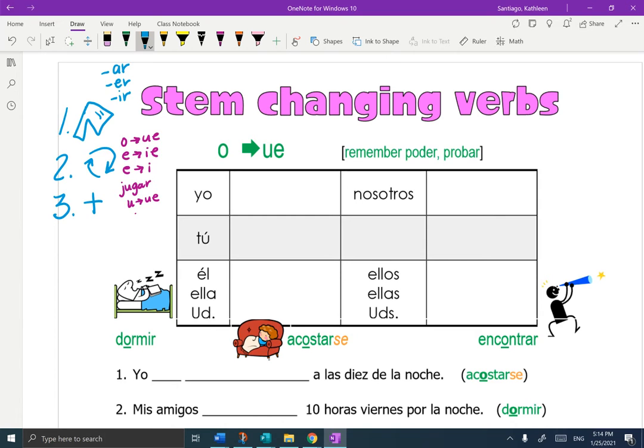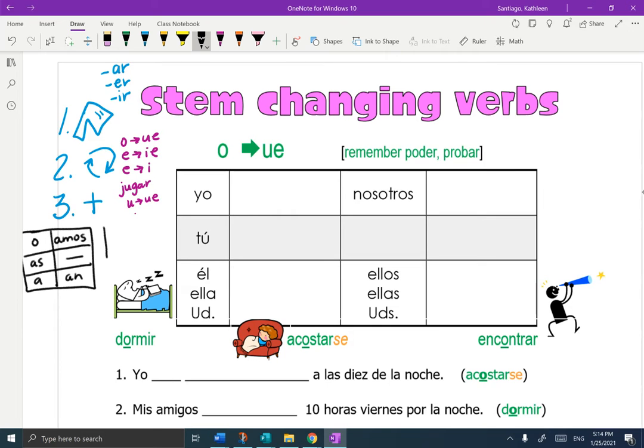What are we adding back in? Well, we are adding back in the endings. So let's review the endings. And I know I'm making the endings chart super small, but it's just to review. For AR verbs, the endings are o, as, a, amos, and an. For ER and IR verbs, the endings are o, es, e, emos, en.